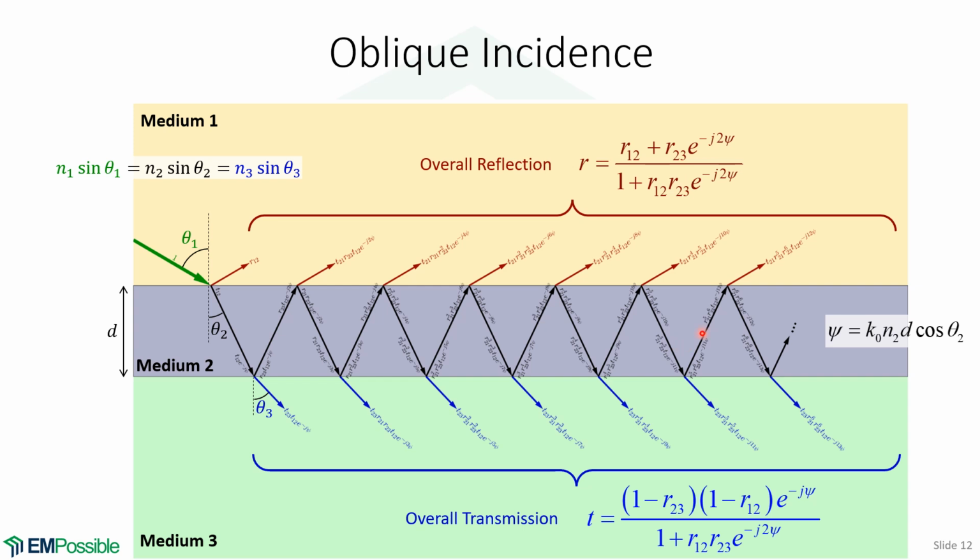The beam bounces an infinite number of times. Each one of those bounces produces a reflected wave and a transmitted wave. We sum all of them, it forms a geometric series, and we get the same expressions actually for overall reflection and transmission. And that's because the only thing that has really changed is the expression for psi, which is super useful.